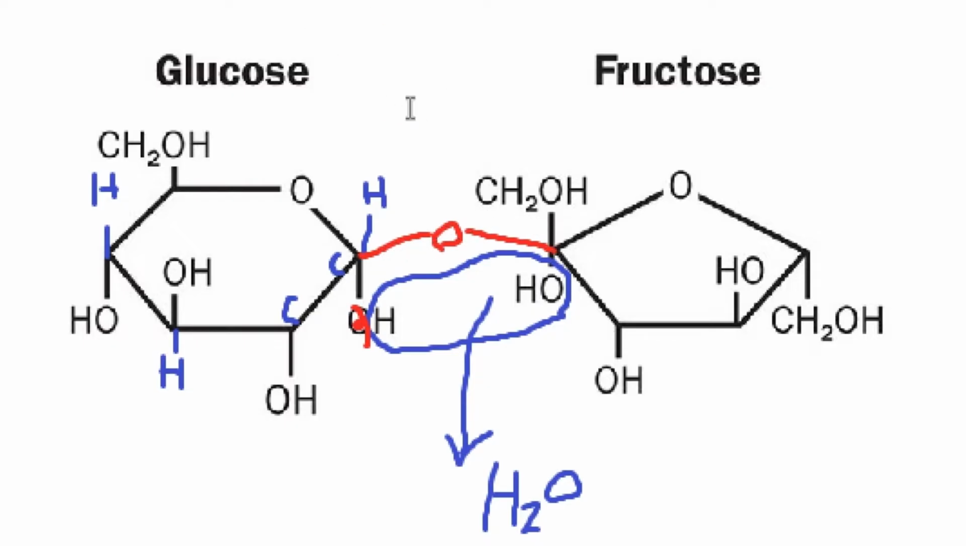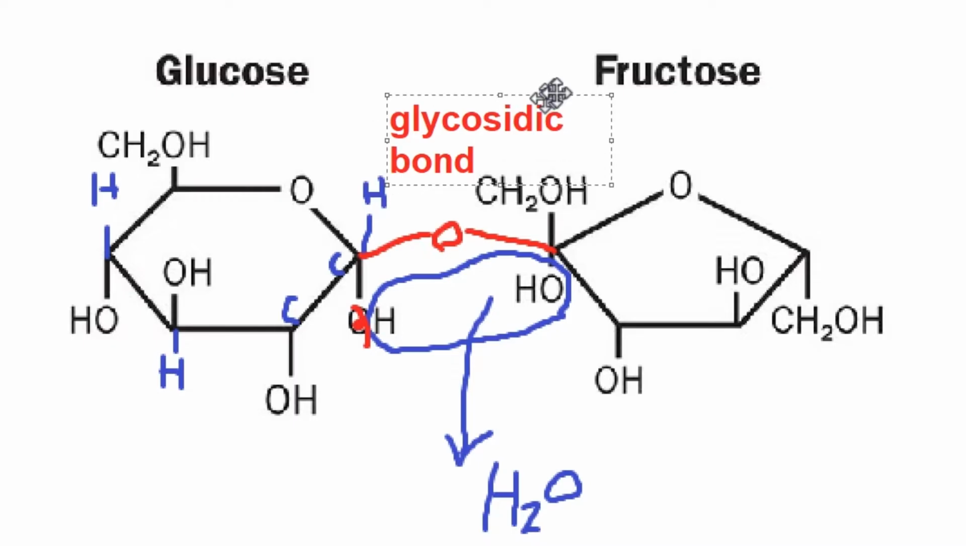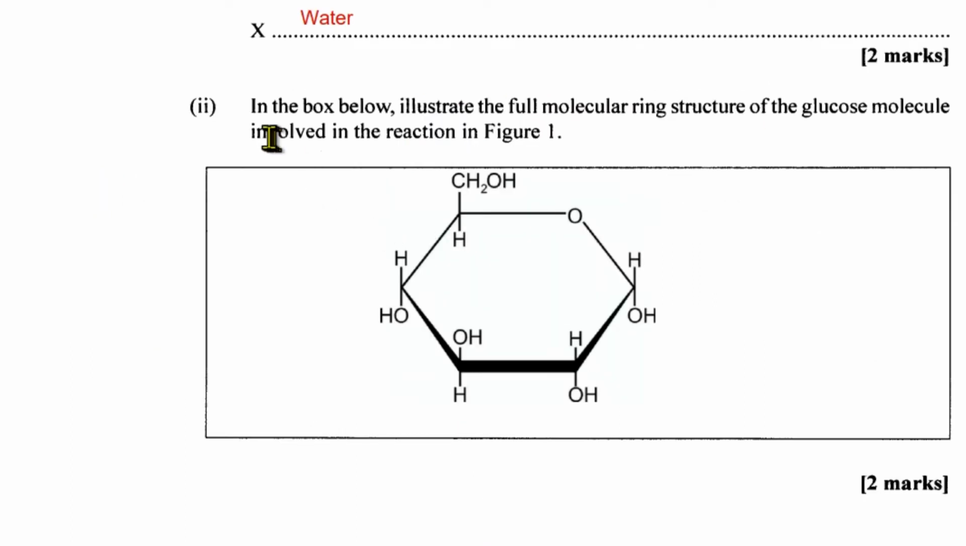And because this is between two sugars, this is called a glycosidic bond. The prefix glyco relates to sugars, for example glycogen, and this is called a condensation reaction or a dehydration synthesis reaction.